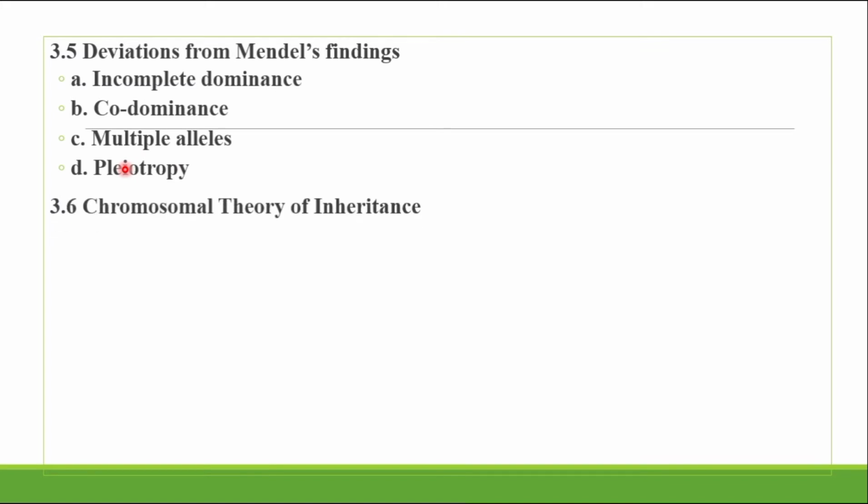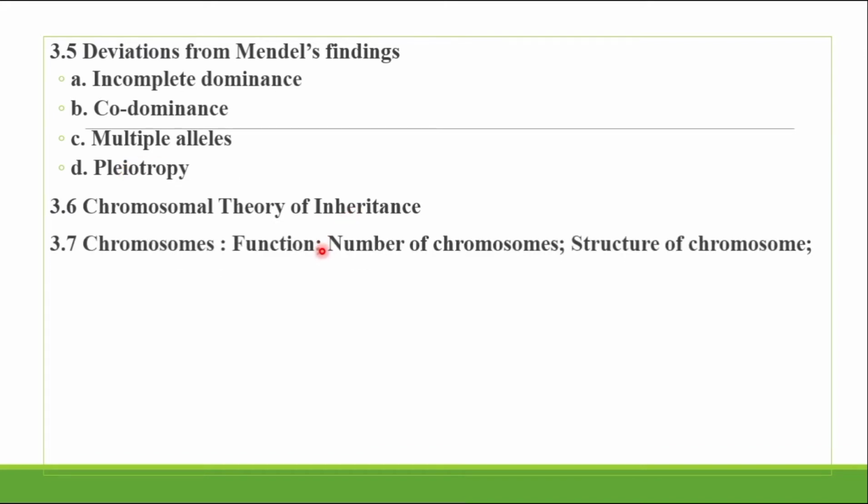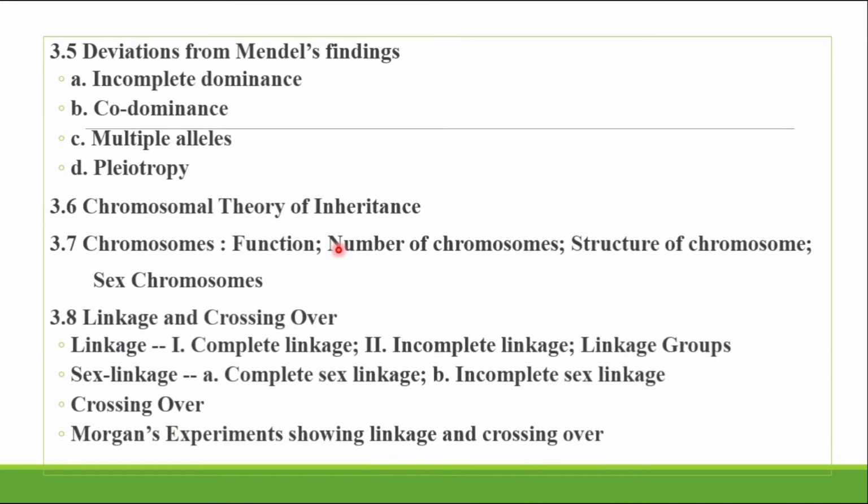Afterward, the remaining half of the topic includes the chromosomal theory of inheritance. In it, first of all, we concentrate on the chromosome: structure of chromosome, function, and number of chromosomes. Then the sex chromosome. The next point included is linkage and crossing over.